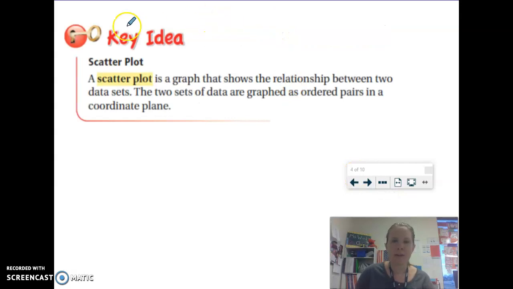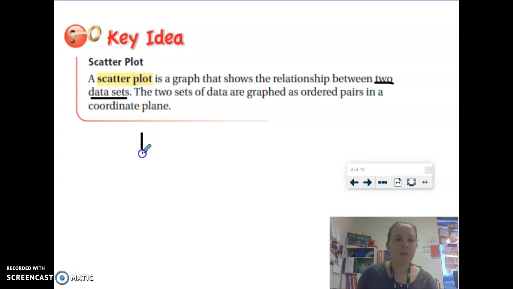All right, so here is our definition of what is a scatter plot. A scatter plot is a graph that shows the relationship between 2 data sets. The 2 sets of data are graphed as ordered pairs in a coordinate plane. Okay, so you're talking about 2 different sets of data. Okay, maybe you are looking at the temperatures and the time of the day. What happens to the temperature as the time of the day continues on?